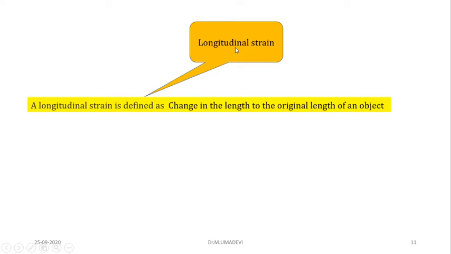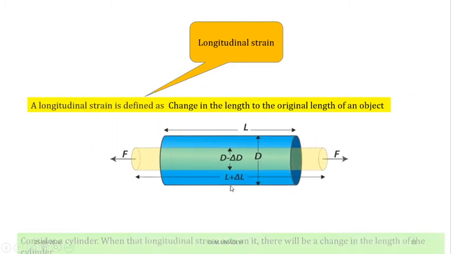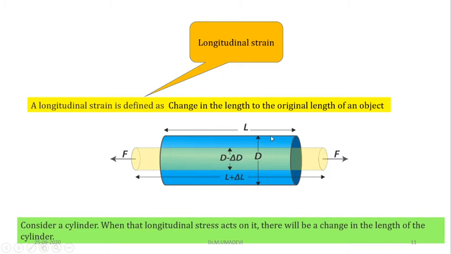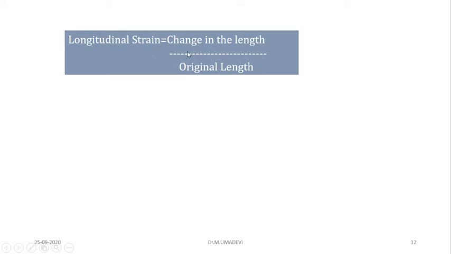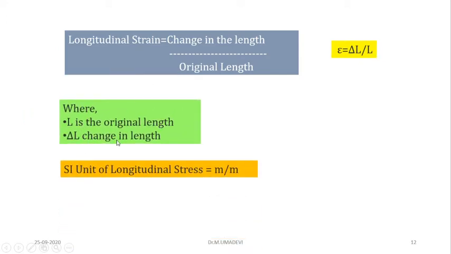First one, longitudinal strain. The longitudinal strain is defined as the change in length to the original length of the object. Let us see this diagram. Let us consider a cylindrical rod, the original length is L and original diameter is D, and the length increases to L plus dL and the diameter decreases by delta D, and here we have applied the force, that is tension. The longitudinal strain is given by the formula change in length to the original length, delta L divided by L, where L is the original length and delta L is the change in length.